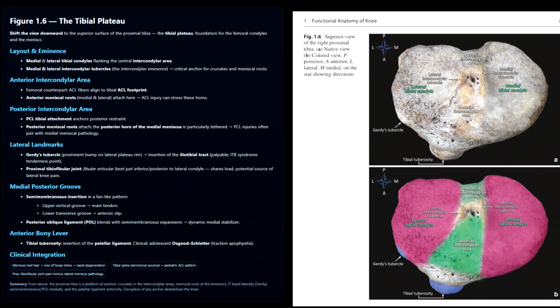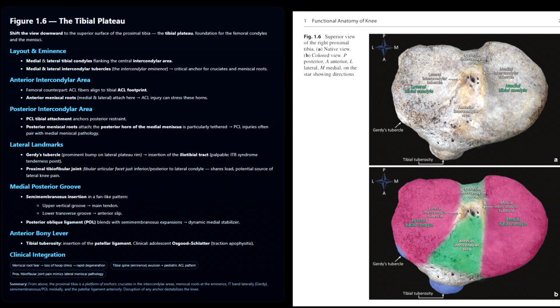And within this intercondylar region lie the medial and lateral intercondylar tubercles, also known collectively as the intercondylar eminence. This eminence is more than just a ridge of bone. It is the critical anchoring point for the cruciate ligaments and the roots of the menisci. Now, let's map it step by step.